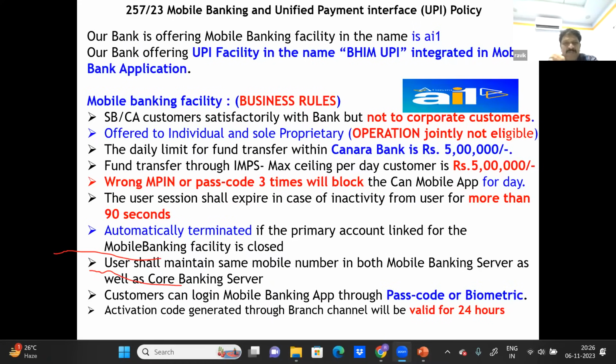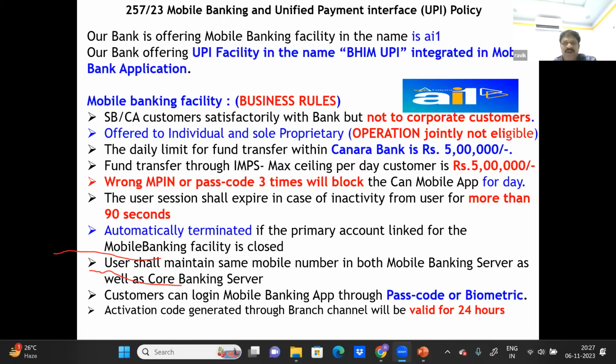This everybody knows. SB, current. Remember, this mobile banking app we cannot give to corporate customers. Everybody knows this. Only for individuals. SB current account customers only we can give, not to corporates. And this is offered to individual and sole proprietary. Operation jointly are not eligible under this AI1. You know it very well.